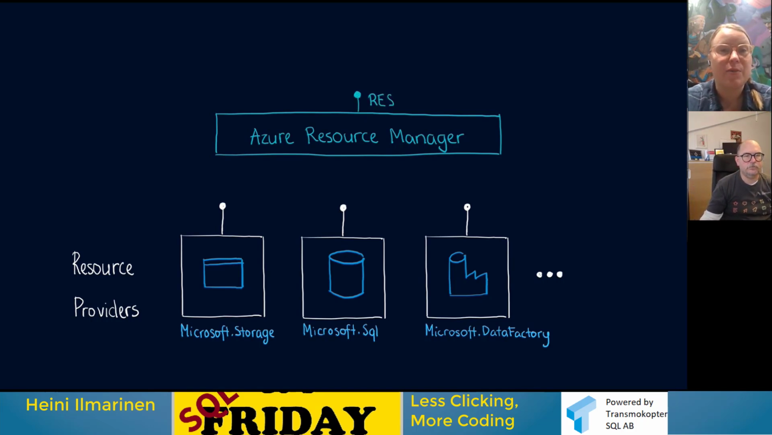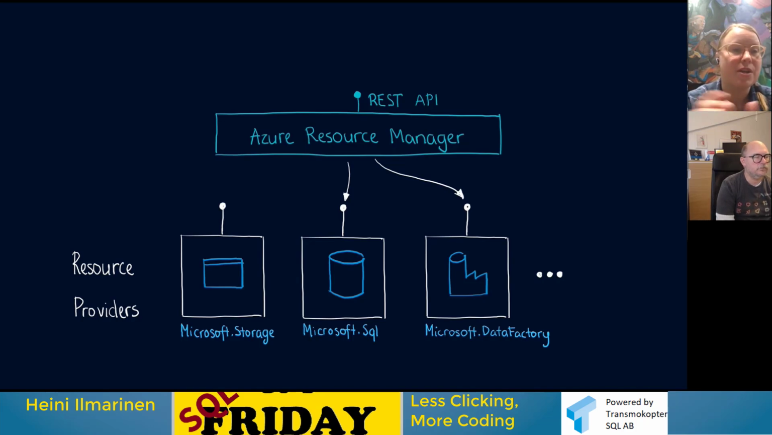And when we deploy a resource, our calls get routed through the resource manager to those resource providers based on which resources we want to create. So if we want to create a SQL server and a data factory, then those requests to create those resources go to these two particular resource providers.